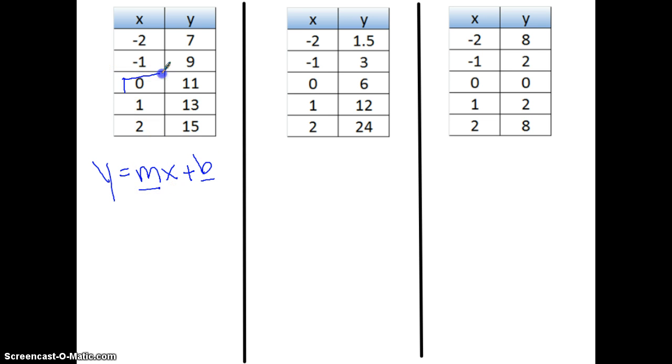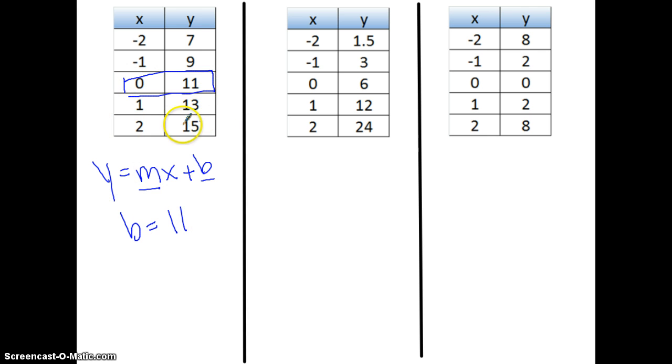Here is b, the intercept. If x is 0, then y is 11. So if I were to graph this, this would cross the y-axis at 11 when x is 0. And so b is 11.